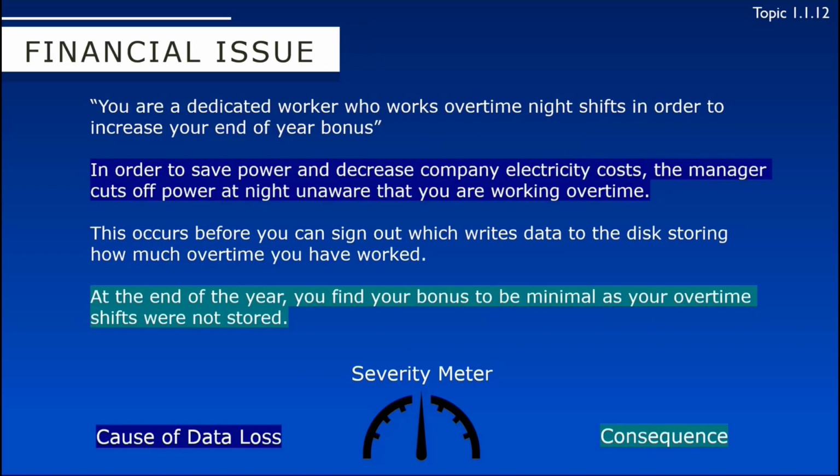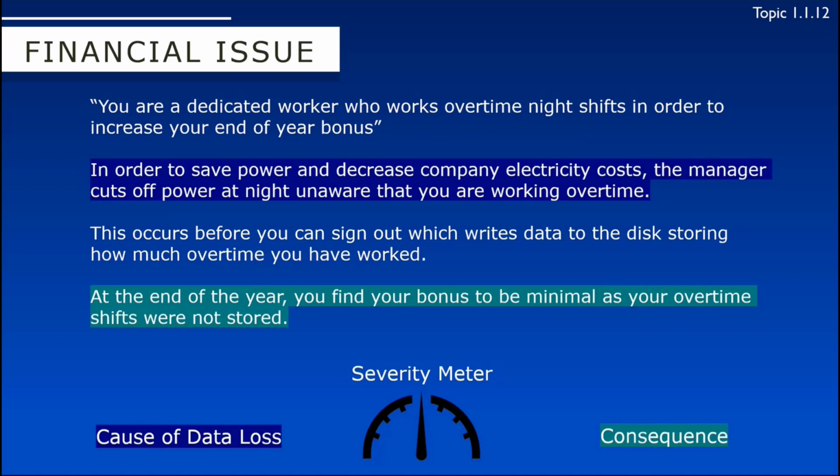You are a dedicated worker who works overtime night shifts in order to increase your end of year bonus, as it is measured by you signing in and out in overtime. In order to save power and decrease company electricity costs, the manager cuts off power at night, unaware that you are working overtime. This occurs before you can sign out and write data to the disk storing how much overtime you have worked.